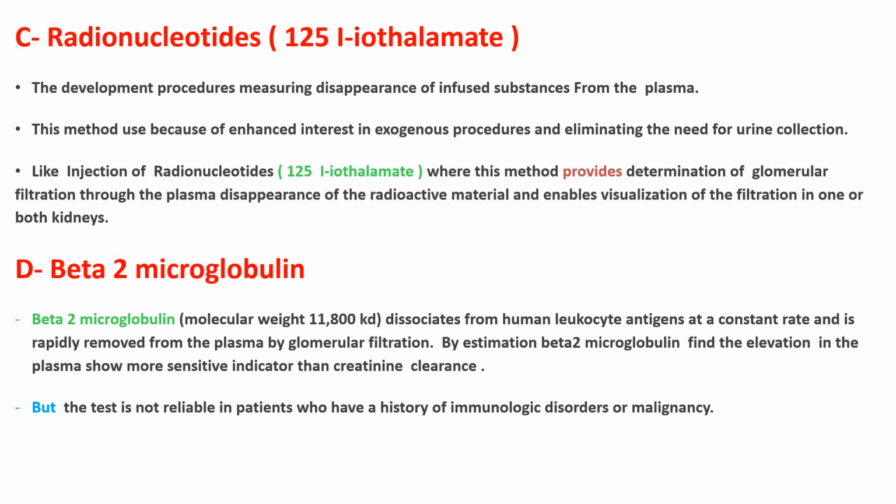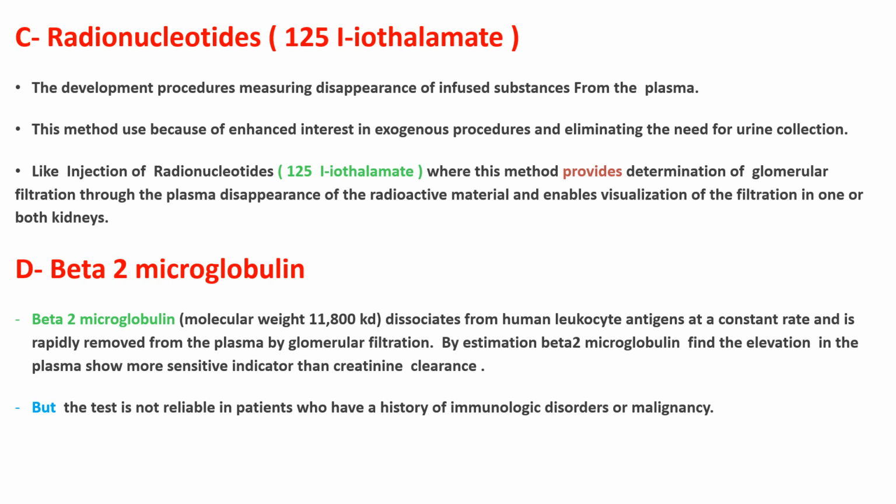Radionucleotide 125I-iothalamate. This developed procedure measures the disappearance of an infused substance from the plasma. This method is used because of enhanced interest in exogenous procedures and eliminates the need for urine collection. With injection of the radionucleotide, this method provides determination of glomerular filtration through the disappearance of radioactive material from the plasma, and enables visualization of one kidney or both and their filtration function.